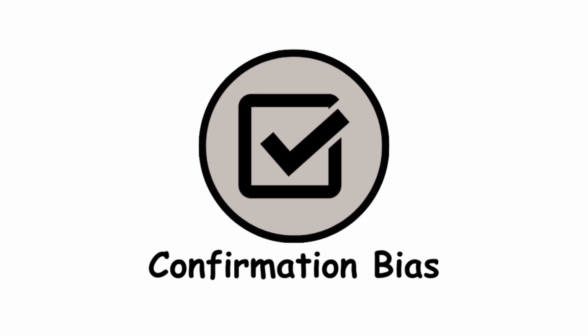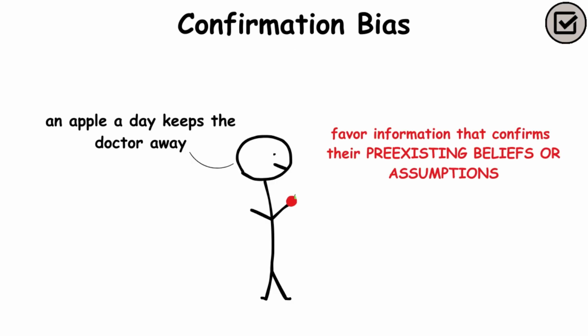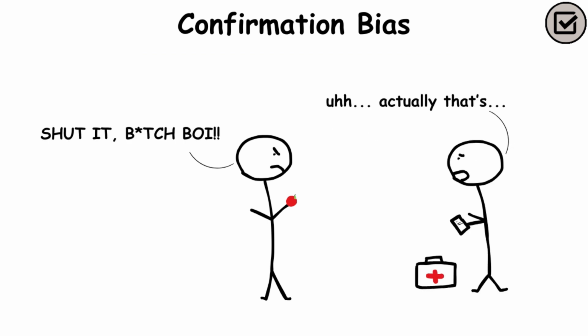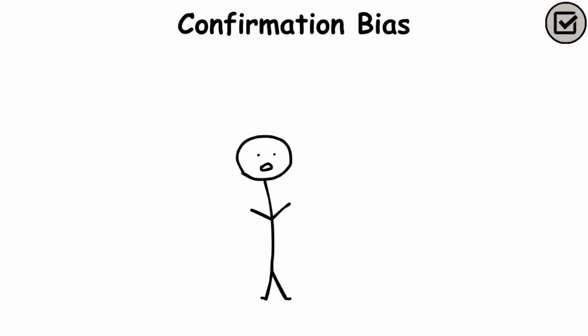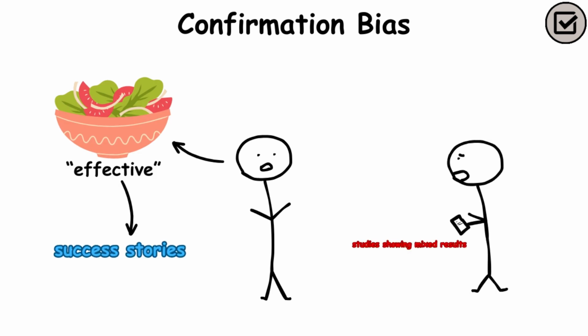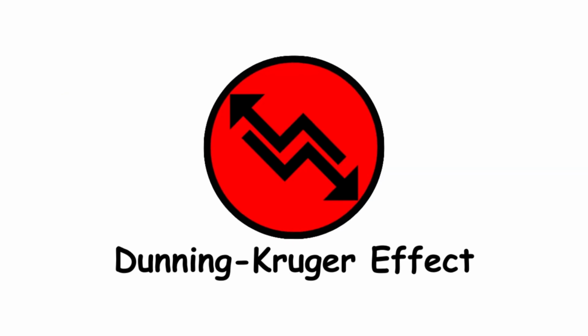Confirmation bias. Confirmation bias is when individuals favor information that confirms their pre-existing beliefs or assumptions, while disregarding or downplaying evidence that contradicts them. Someone who believes a particular diet is effective might focus on success stories and ignore studies showing mixed results. Dunning-Kruger Effect.